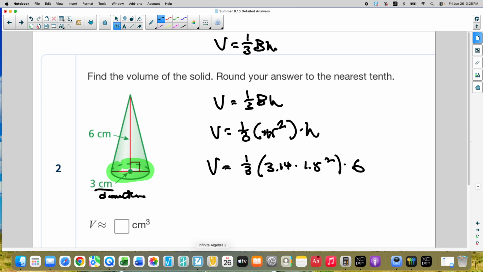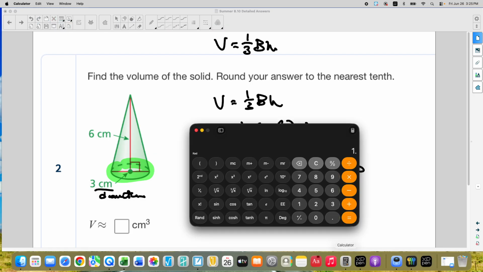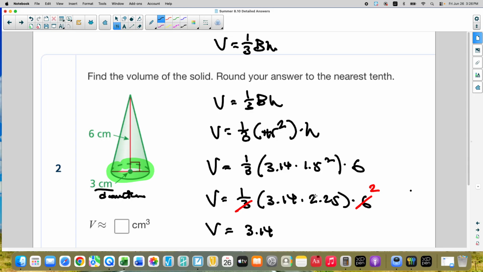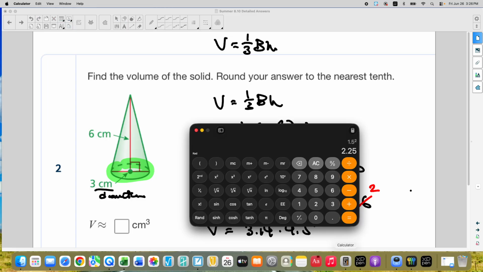1.5 squared, 2.25. So volume equals 1/3 times the quantity, 3.14 times 2.25 times 6. Now, instead of multiplying this out, this denominator, this numerator makes it a whole lot easier. So I can double that. That gives me volume equals 3.14. Let's double this, which gives us 4.5. And then we can just use a calculator.